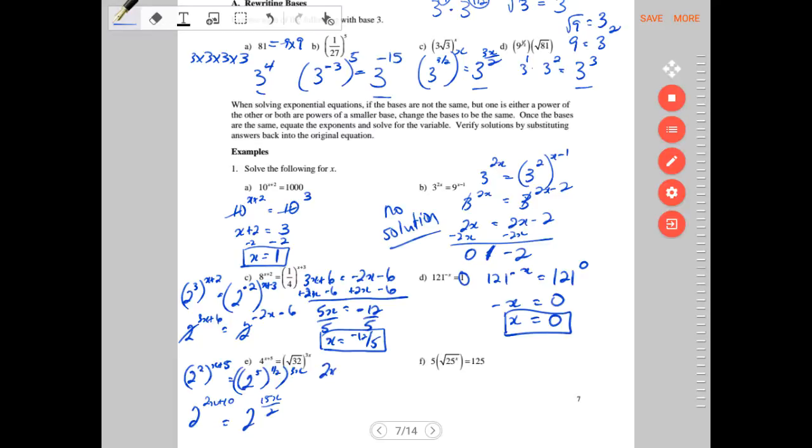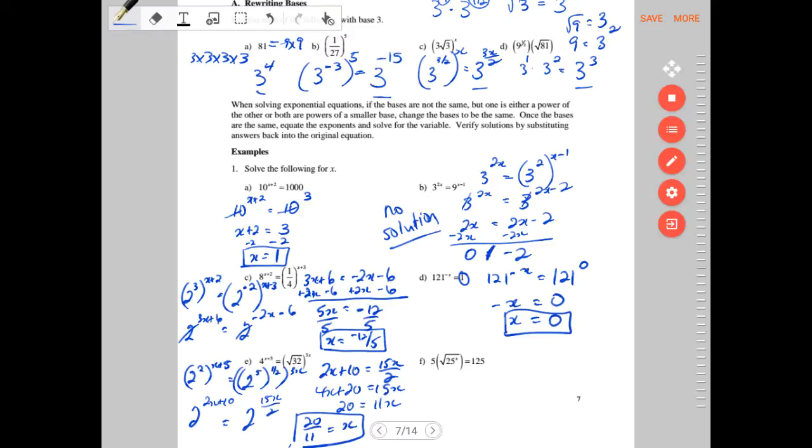So I get 2x plus 10 equals 15x over 2. I'm going to times both sides by 2 to get rid of the denominator. So that becomes 4x plus 20 equals 15x. I'm going to subtract 4x from both sides. So 20 equals 11x, and then divide both sides by 11. So 20 divided by 11 equals x. All right, that's the answer to that question.